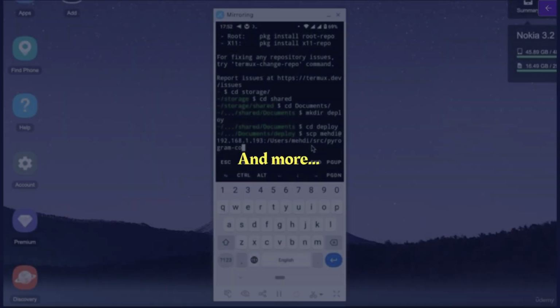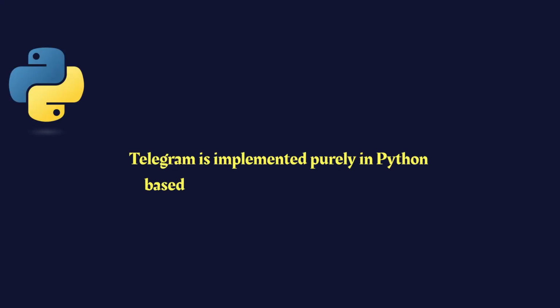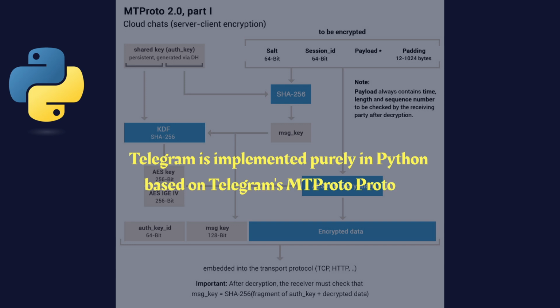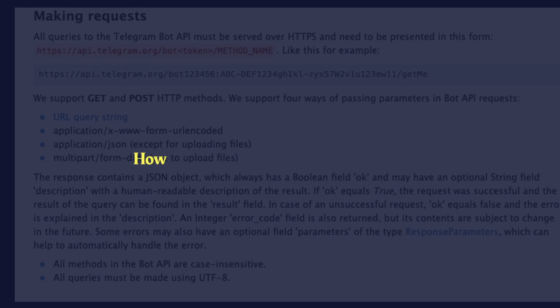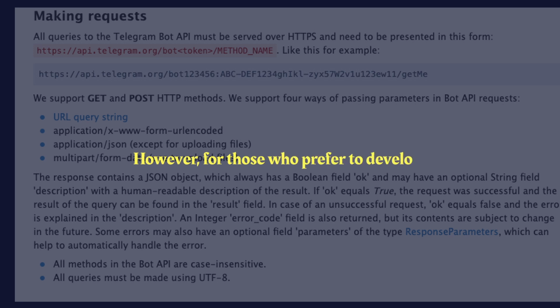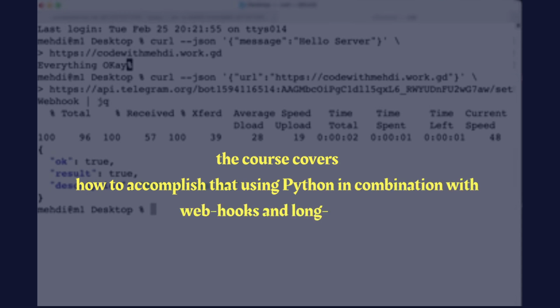production, and more. Pyrogram is implemented purely in Python based on Telegram's MTProto protocol and is a great choice for bot development. However, for those who prefer to develop a bot without using a third-party library and just using Telegram's bot API, the course covers how to accomplish that using Python in combination with webhooks and long polling.